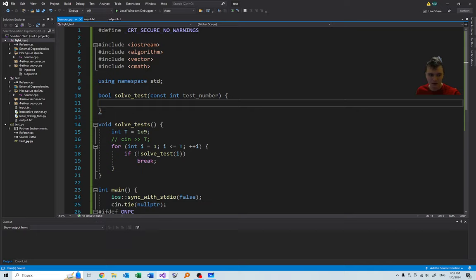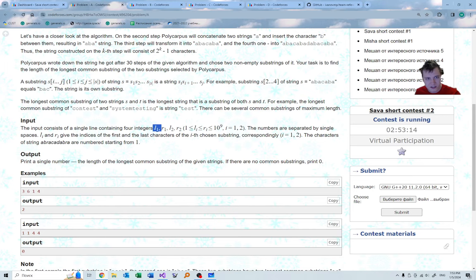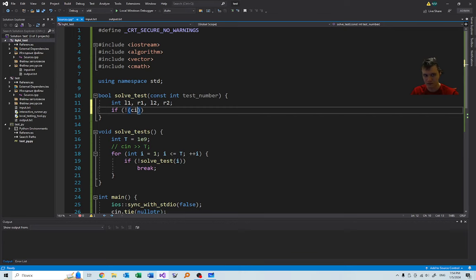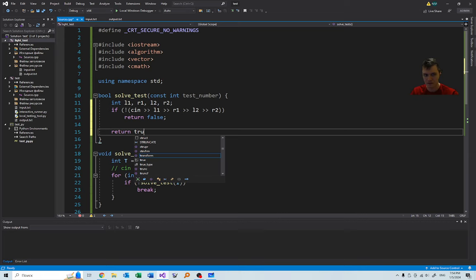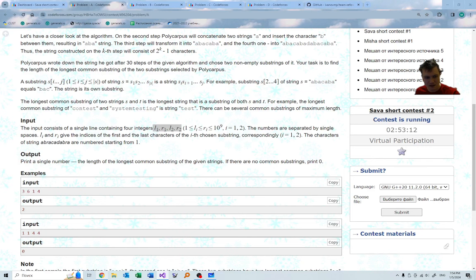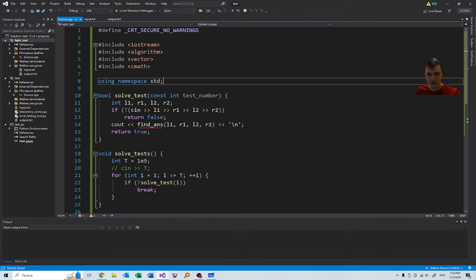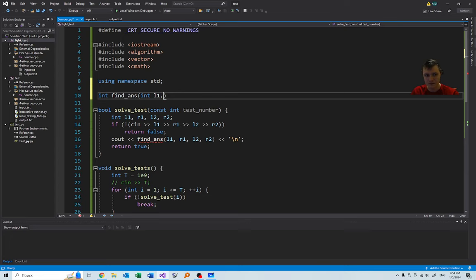How do we solve a test? We need to read four integers. And otherwise we print the answer. And the answer is, well, it's definitely an int. So we just need to find the integer answer. Let's go. So we need to iterate over.